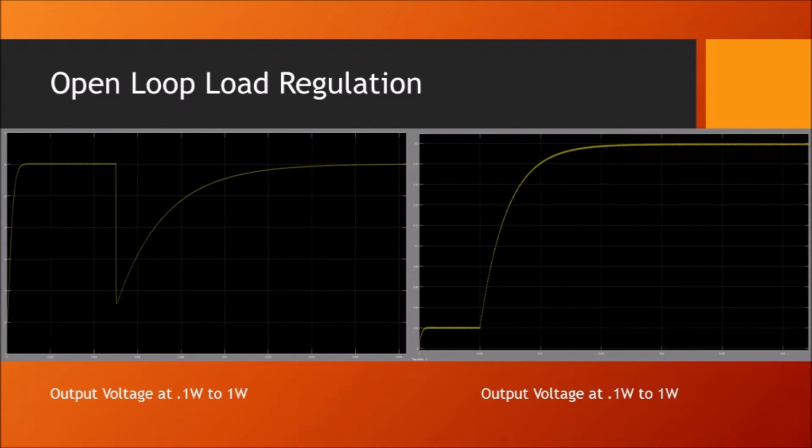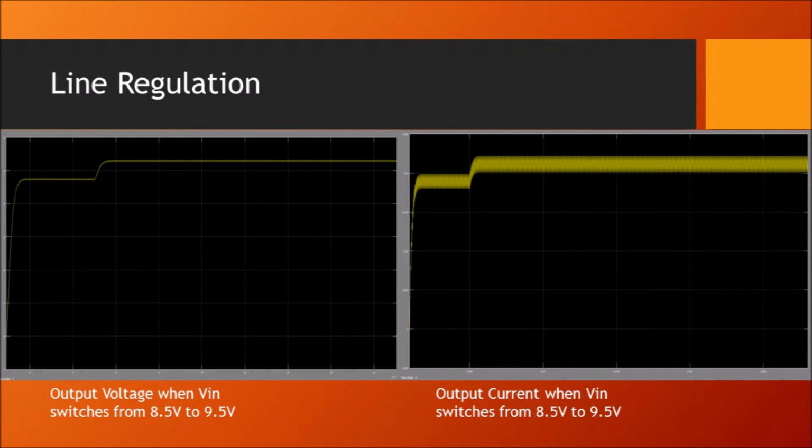The two images below represent a change in load. At 5 milliseconds, the configuration is changed from 0.1 watts to 1 watt. The voltage regulator reacts to the change in load by raising the voltage output exponentially until settling at around 5 volts. On the right, to account for the load change at 5 milliseconds, the current also rises and settles at 0.2 amps. The two pictures below demonstrate our line regulation.